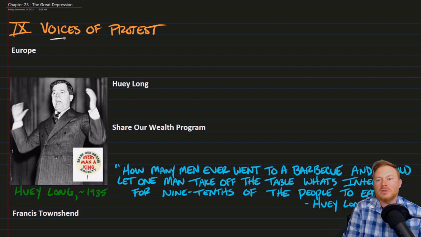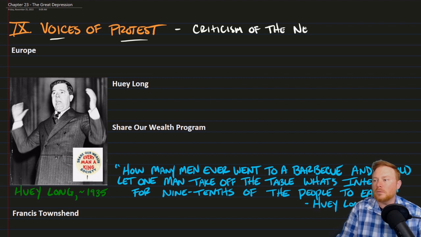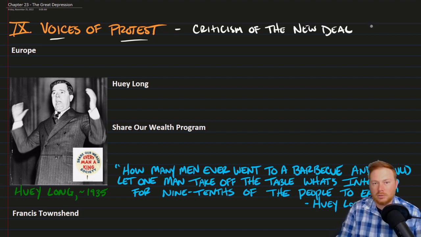Section 9, Voices of Protest. And this section really tries to focus on the criticism of the New Deal. People who thought that maybe what Roosevelt was doing was not the best course of action.